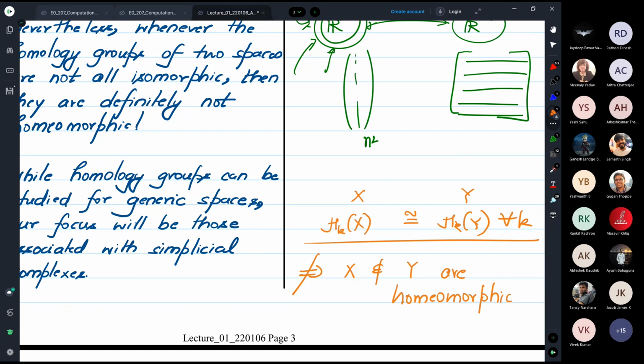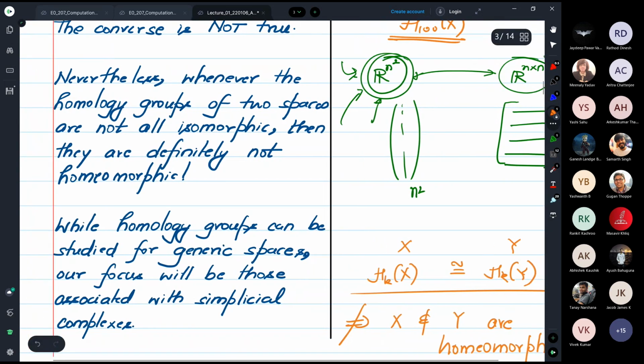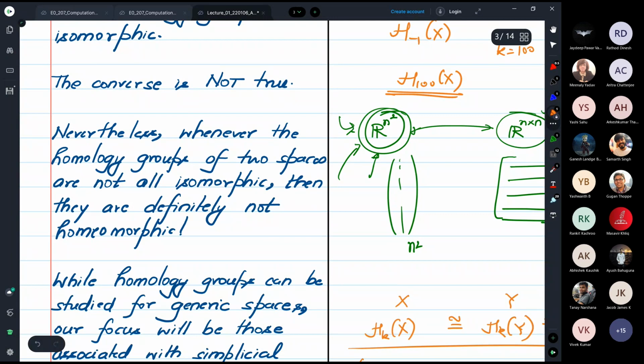So the implication is only one way. Homeomorphism implies the homology groups are isomorphic. However, the converse is not true. By that I mean, even if the homology groups are isomorphic, that does not imply that the two spaces are homeomorphic to each other. So one can immediately ask, if the converse is not true, how are these homology groups useful?